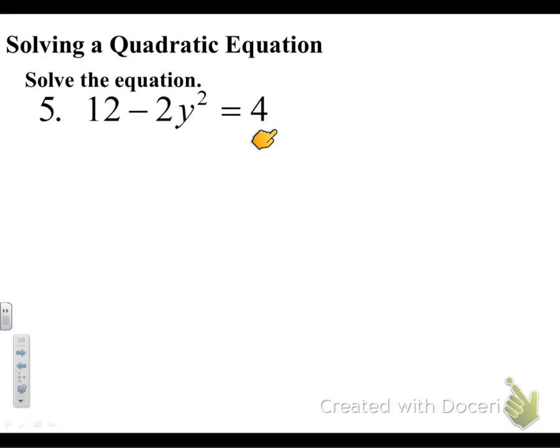12 minus 2y squared equals 4. We're going to solve the equation. When we solve this equation, the goal is to isolate y squared just as if it was a plain y. We're going to subtract 12 on both sides and then divide by negative 2.